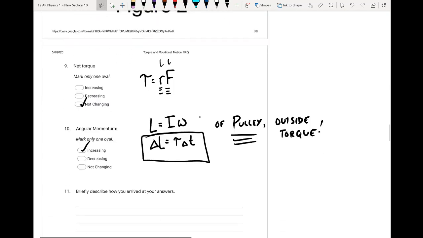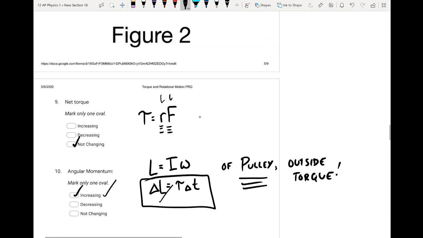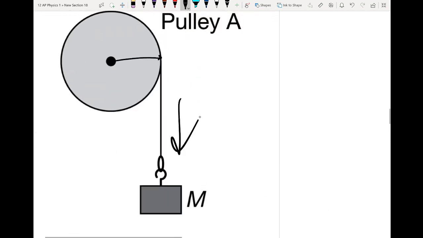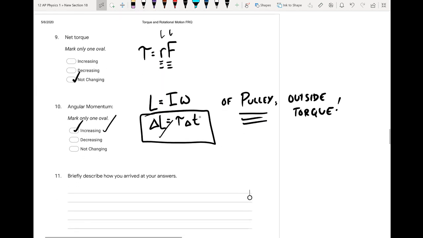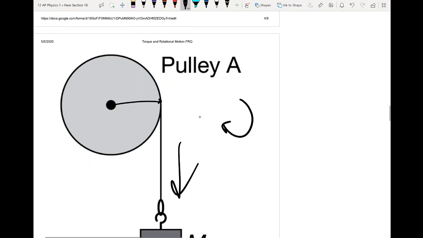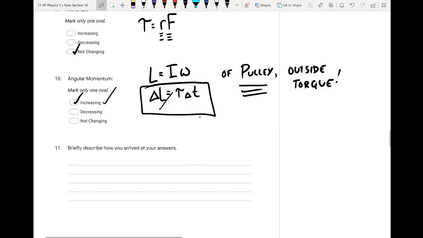So we do have an outside torque acting on our system, which means we do have a change in angular momentum. It's going to be increasing. We're going from rest to some angular velocity, so we're going to have this increase. And we're really just looking at the magnitude, so technically it's going in the clockwise direction, so technically that's a negative angular momentum, but we just want to care about the magnitude.